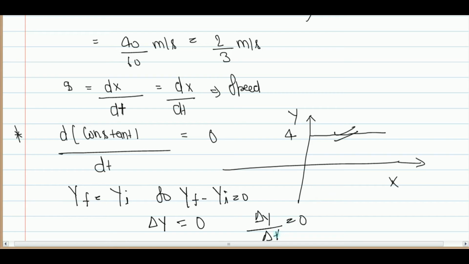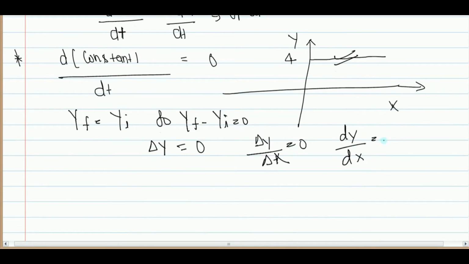For any interval of time, delta y by delta x is always 0. So even if you take a very small change, dy by dx is always 0, because y is constant. That's why the differentiation of a constant is always 0. So let's move to the next formula for differentiation.